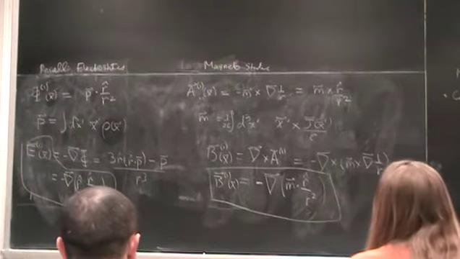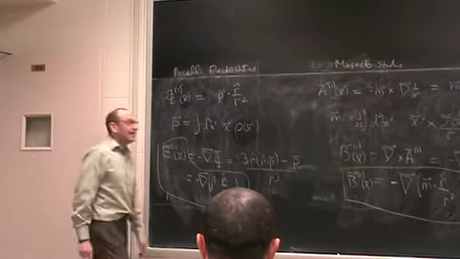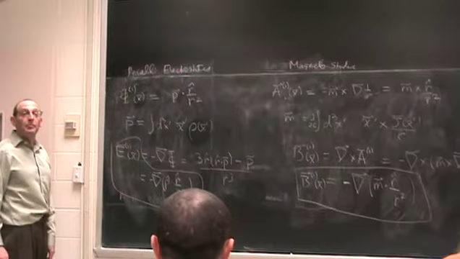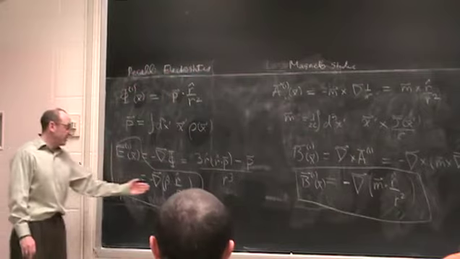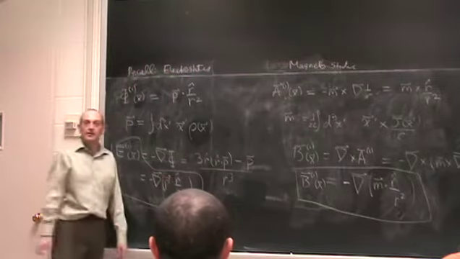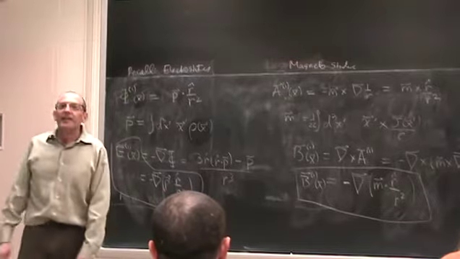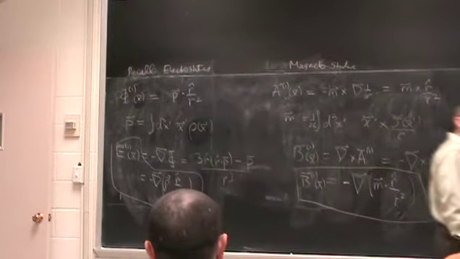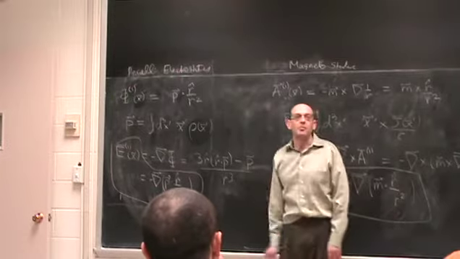So the moral of the story, boys and girls, is the magnetic field associated with the magnetic dipole moment is exactly the same as the electric field associated with the electric dipole moment. They're both dipolar fields. They can be expressed in different ways in terms of vector potentials and scalar potential, but the fields are the same.